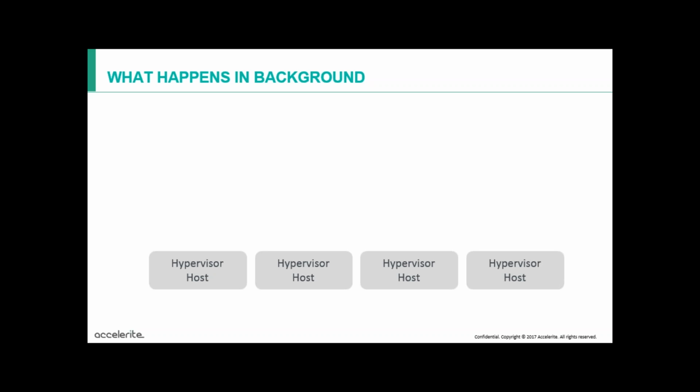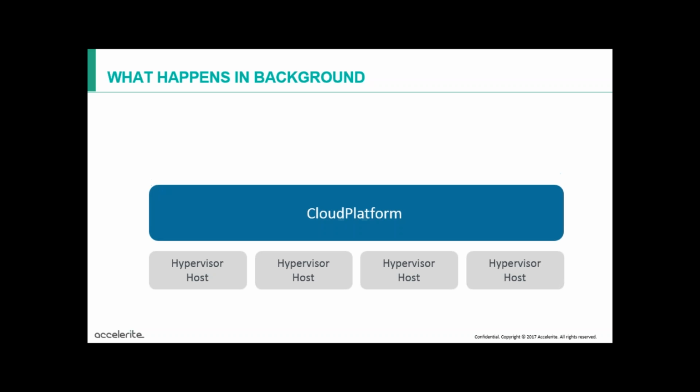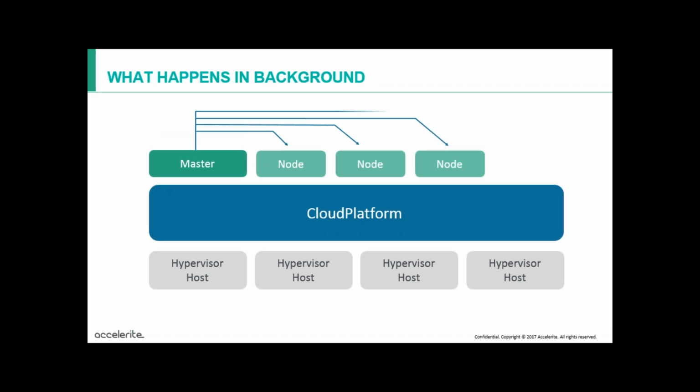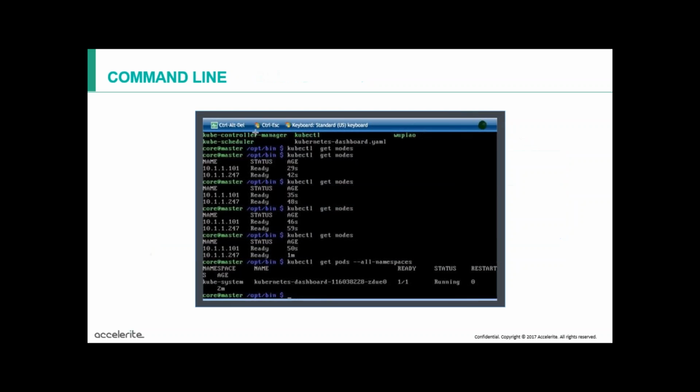Let's take a quick look at what happens in the background. Here you have a hypervisor host orchestrated by Cloud Platform. And we go and set up a master node first, and then set up all the worker nodes in parallel, and then wire all of them up together for you. Next.